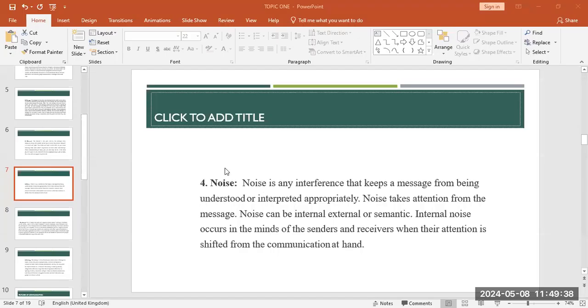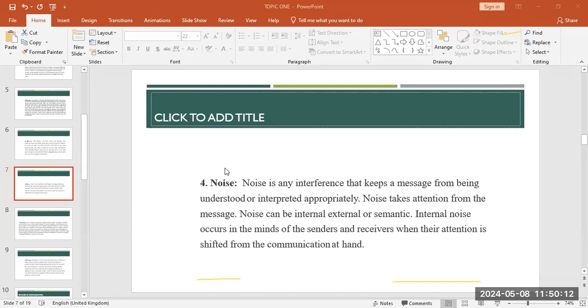We are saying that noise is any interference that keeps the message from being understood, like that DPSM student who is becoming a noise in our class. You are becoming an interference to what we are doing. Noise comes in various categories, there are various classifications of noise. One of the classifications is that noise is physical.